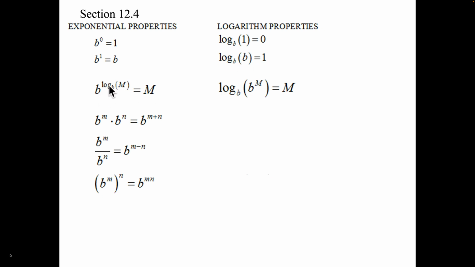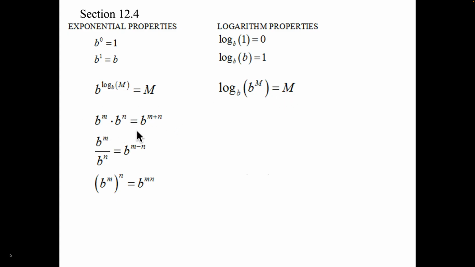Base b to log base b of m is m. Anytime you put a log as the exponent on the same base as your log base, these two cancel out and you're left with m. And vice versa, log base b of base b. Remember how we said these cancel out? Well, there's an exponent of 1 on that b, and that's your answer. So whatever power is here, that's going to be our answer.